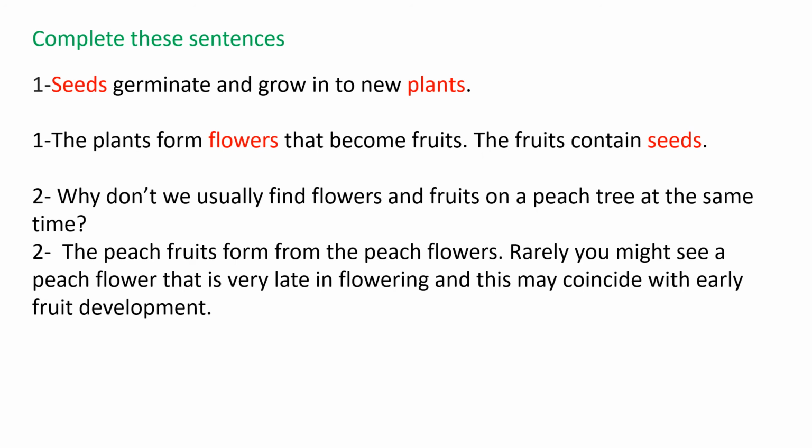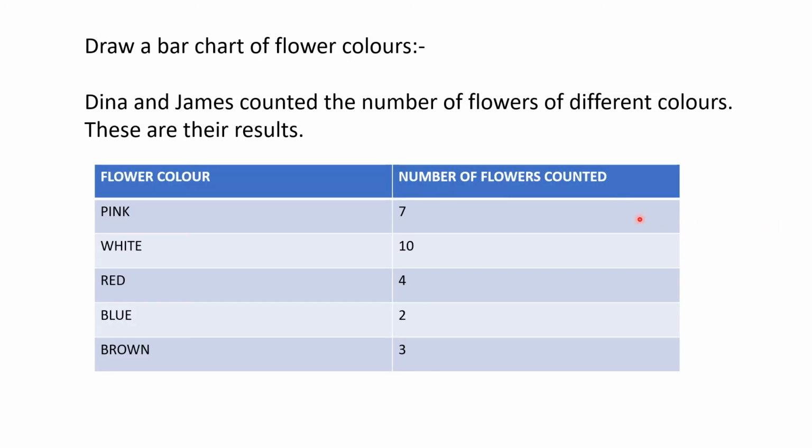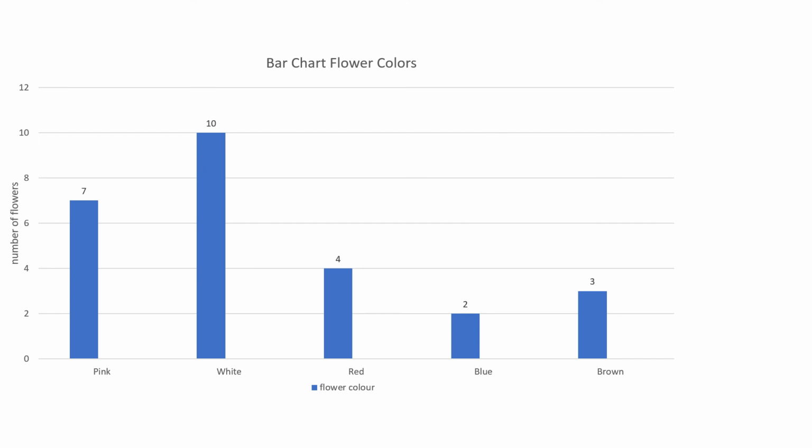Draw a bar chart of flower colors. Dinah and James counted the number of flowers of different colors. These are their results. The flower colors are pink, white, red, blue and brown, and they counted pink 7, white 10, red 4, blue 2 and brown 3. This is the bar chart of the flower colors.